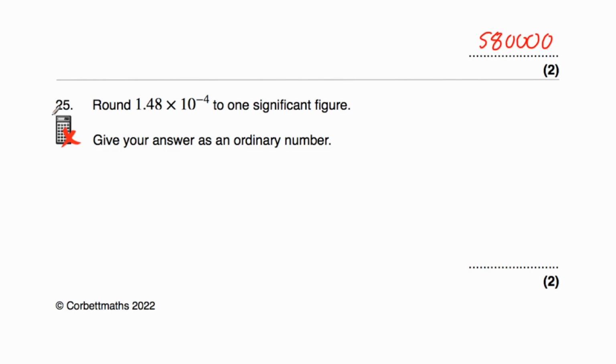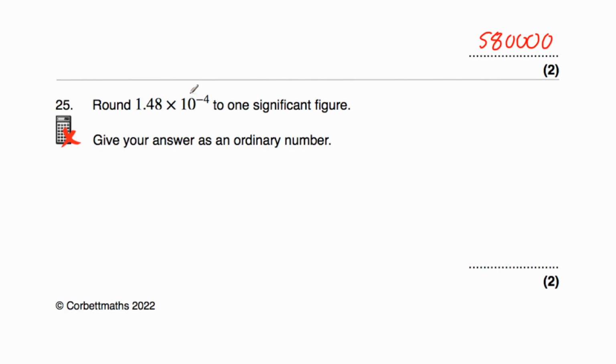And that's it. Okay, let's have a look at our last question, question number 25, and we've been asked to round 1.48 times 10 to the power of negative 4 to 1 significant figure. And we've been asked to give our number as an ordinary number. So we've got 1.48 times 10 to the power of negative 4, and we want to write that as an ordinary number to begin with.